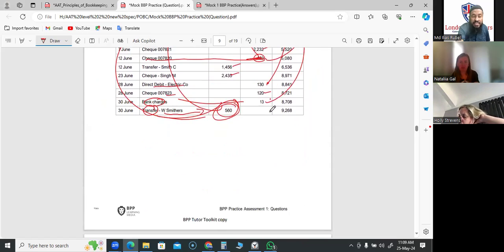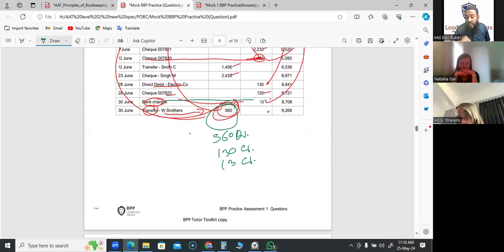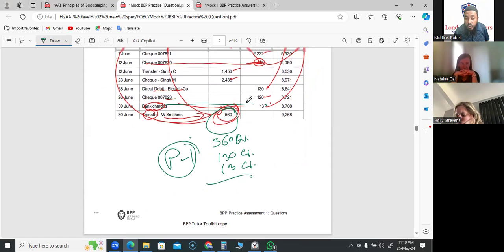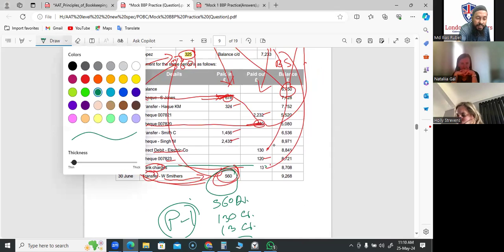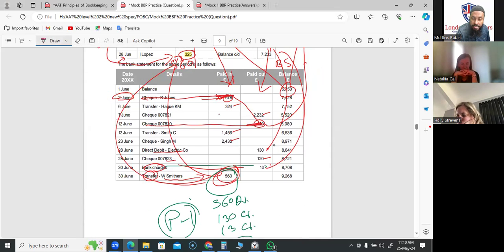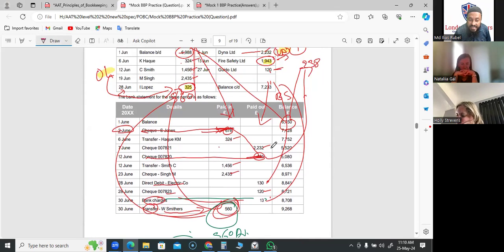So basically, I'm changing the color of my pen. We have done this 560 on the debit side, 130 direct debit on the credit side of the cash book, 13 bank charges on the credit side of the cash book, and the bank reconciliation is two parts. Part one is done. Our cash book will be updated. After updating the cash book, we need to do part two. I'm changing the color of the pen, purple. Part two is this, basically.